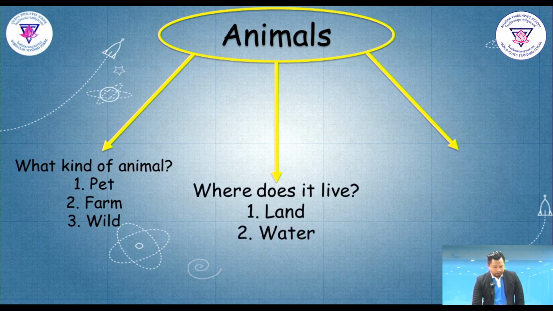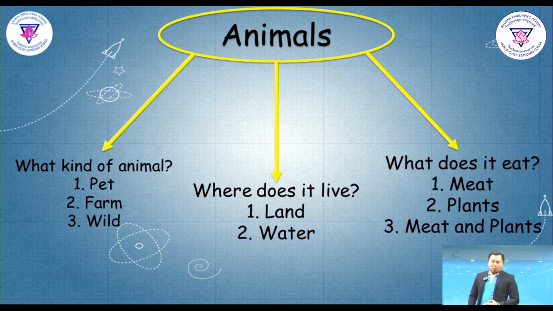Step 2, we ask the question, where does it live? We got 2 answers. Is it on land or in water? Step 3, we have, what does it eat? There are 3 types. Does it eat meat, plants, or both? Meat and plants.